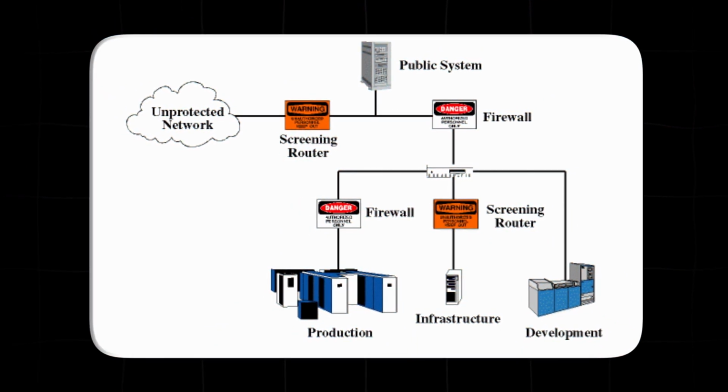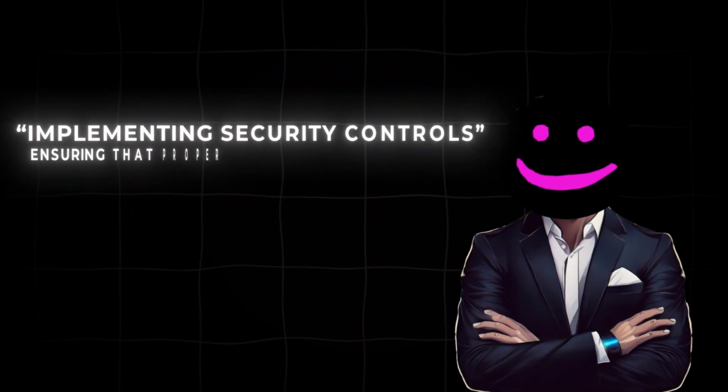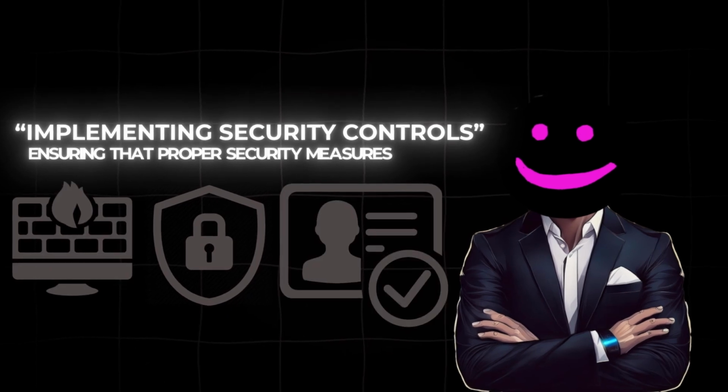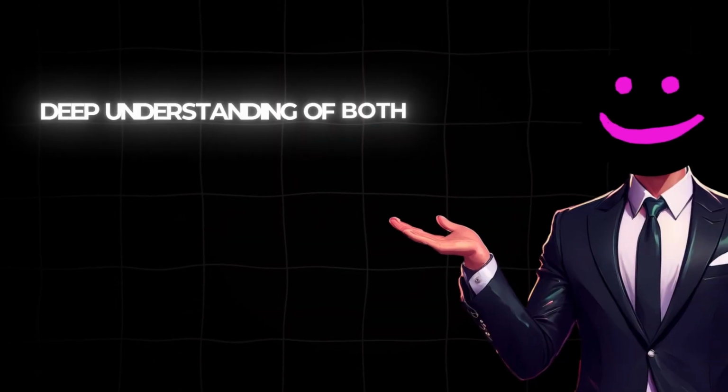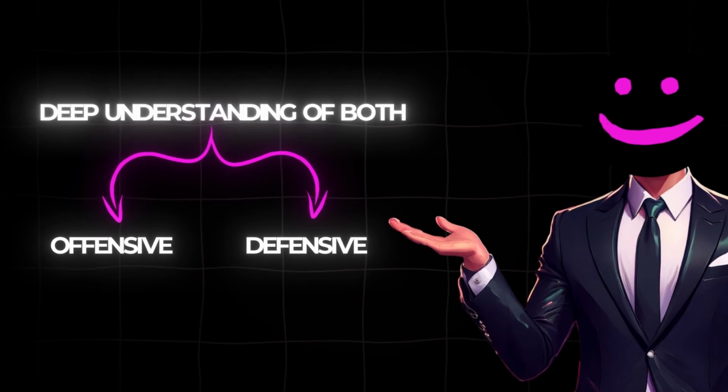Key tasks include designing secure networks, creating systems that are resistant to attacks while meeting business needs, implementing security controls, ensuring that proper security measures like encryption, firewalls, and authentication are in place. Security architects need a deep understanding of both offensive and defensive techniques as they're building solutions that protect against attacks.